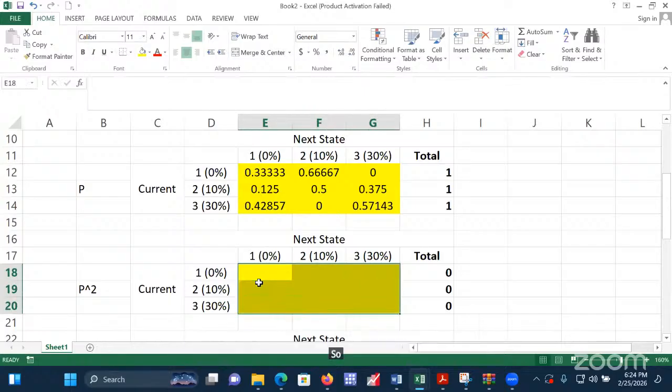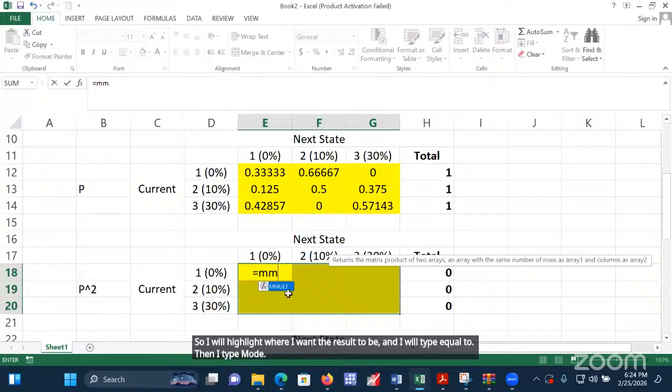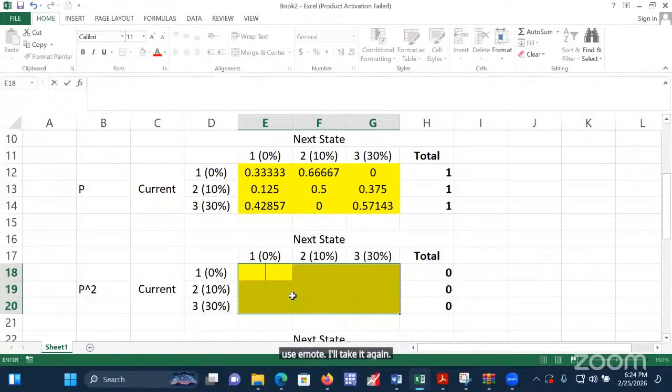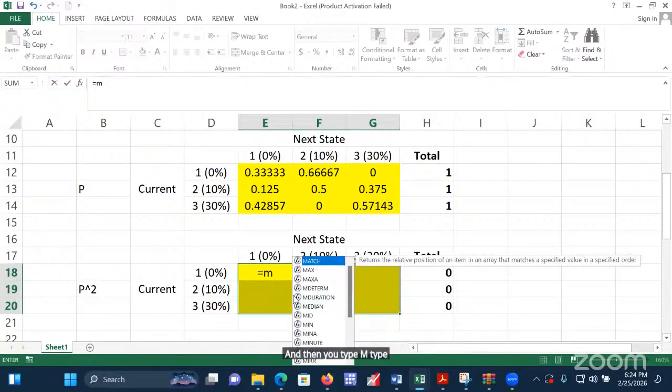So I will highlight where I want the result to be, and I'll type equal to. Then I type MMULT. I'll take it again. I have highlighted the cells, and in the first cell, automatically my cursor will be there. Just type equal to, and then you type MMULT, and another M.